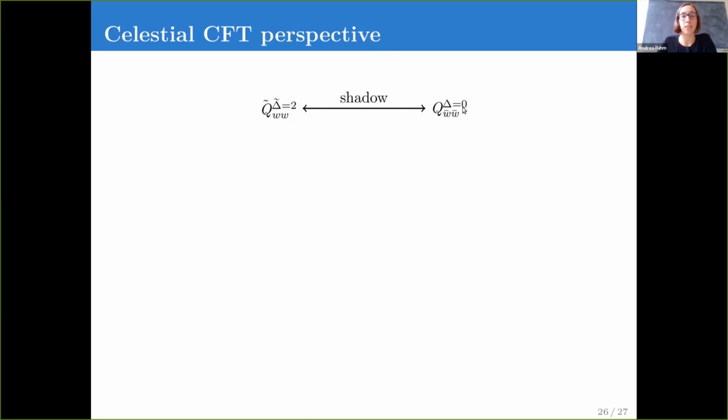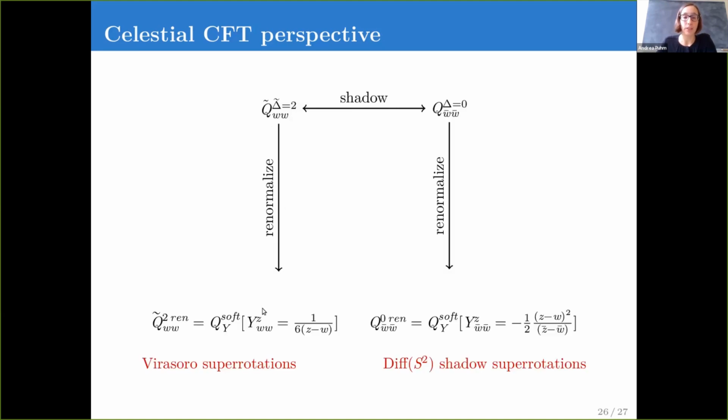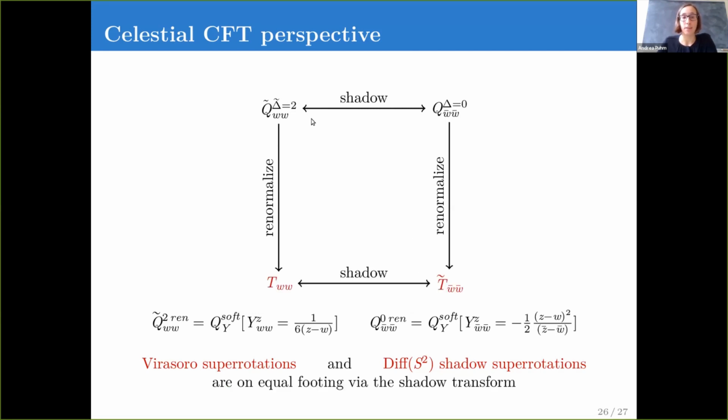These mode operators are radially divergent, just like the symplectic structure, but after renormalizing them, they are what is given by the soft charge for superrotation symmetry, for the Virasoro symmetry, and for this particular shadow superrotation symmetry in Diff-2. Up to a numerical factor, the renormalized mode operators correspond precisely to the stress tensor and its shadow. So from the point of view of the putative celestial CFT, these two symmetries appear to be on equal footing via the shadow transform.